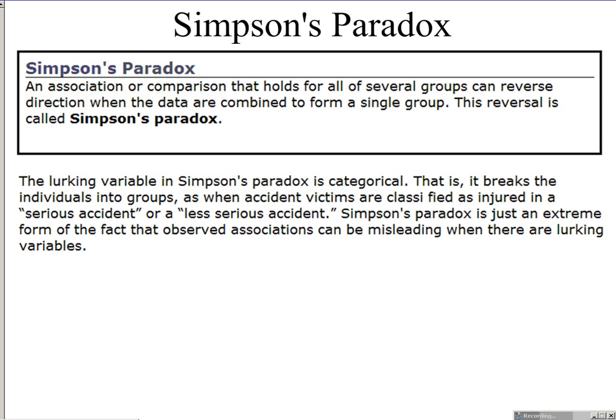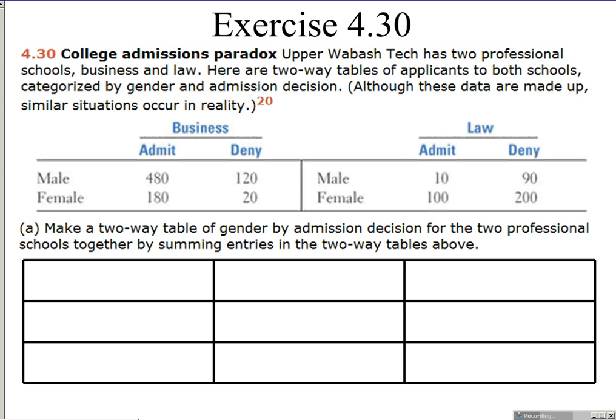So the third categorical variable we introduced here was separating the data by serious accident and less serious accident. When we separated it by the seriousness of the accident, we found that helicopter transportation saved a higher percentage of lives than the road transportation. However, if we combine all that data together and don't separate it by accident, it shows just the opposite, and that's the idea of Simpson's Paradox.